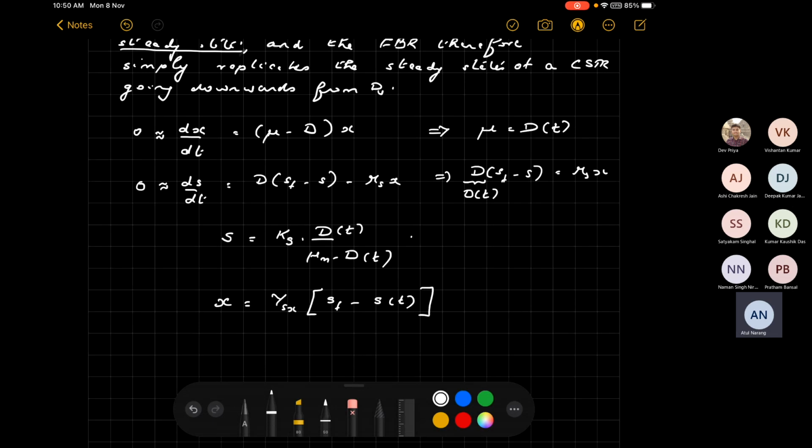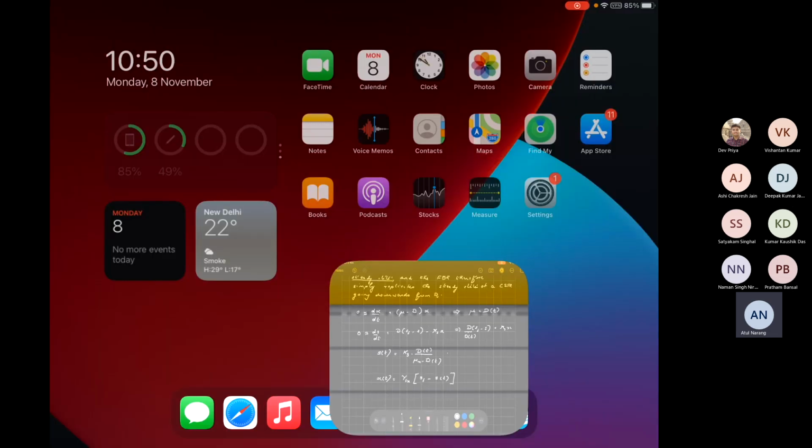This is S as a function of time. This is giving me X as a function of time. So as the dilution rate slowly changes to the left, just plug in the value of D, and it will tell you what the value of S is. And you can similarly get the value of X because you know S of t, and similarly the value of P and so on. Is that part clear?